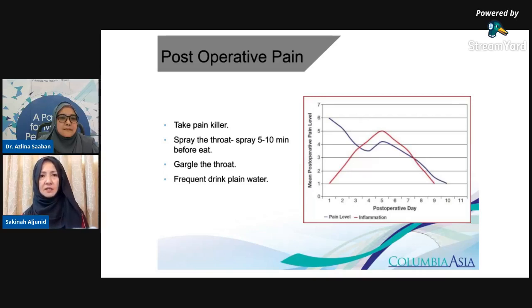Is there any way or tips to lessen the pain? Maybe a certain position of the head when you sleep. Is there anything like that, or it's just completely relying on painkillers? Usually rely on painkillers.